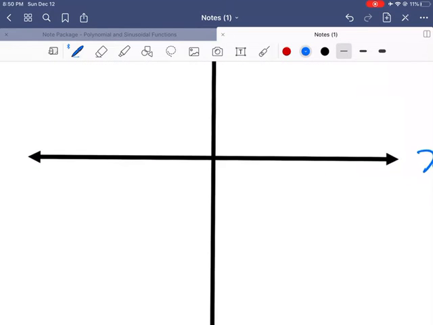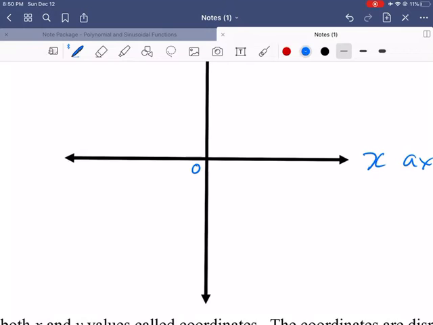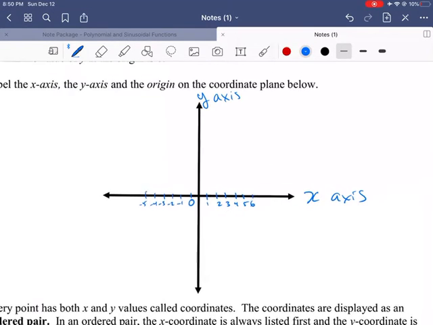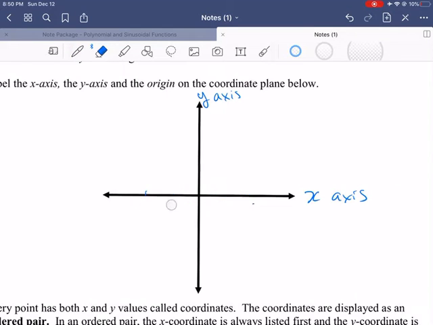Now, if you just think about a number line, it starts at 0, and it's going to go positively to the right. And you've got your negative numbers going to the left. Well, the y-axis works like a number line, but just vertically. So again, you have 0 right there, and then you have positive numbers going up, and you've got negative numbers going down.